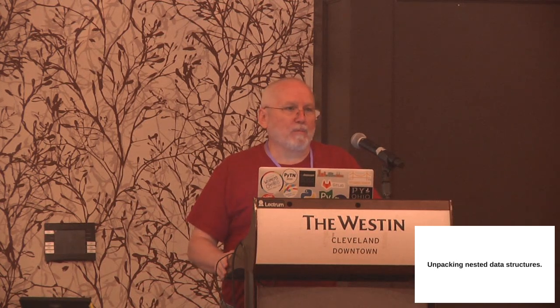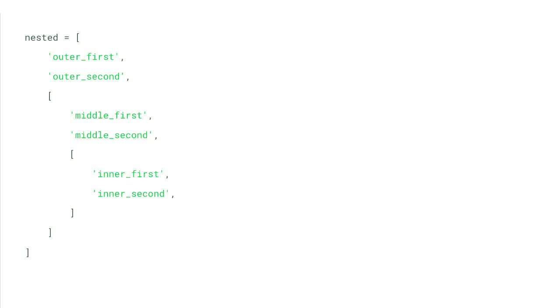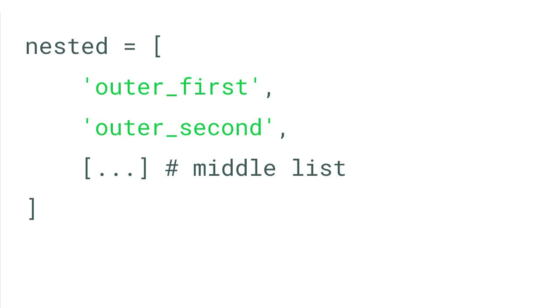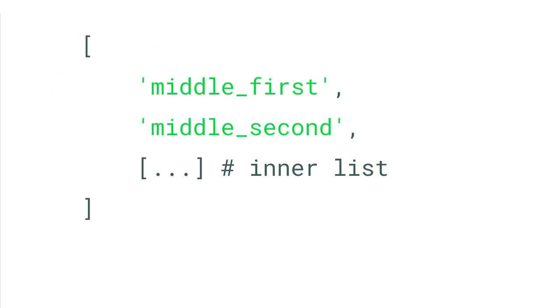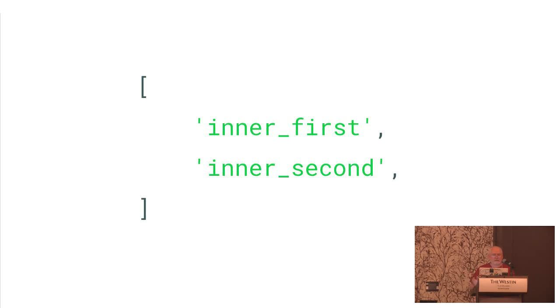Okay, more fun, complicated things you can do with this. There's a fairly elegant syntax you can use to unpack nested data structures. That might be hard to see from the back of the room, so I've blown it up in the next few slides. What we basically have here is a nested list. The outer list has two strings as the first two elements, and then another list as the third element. As we descend into that middle list, it also has two strings as the first two elements, and then another list as the third element. And our final inner list just has two strings in it.